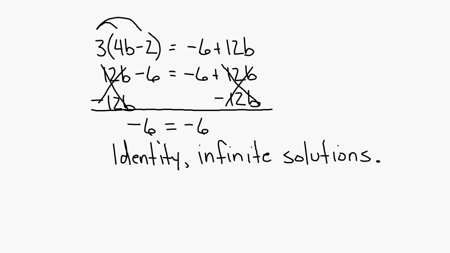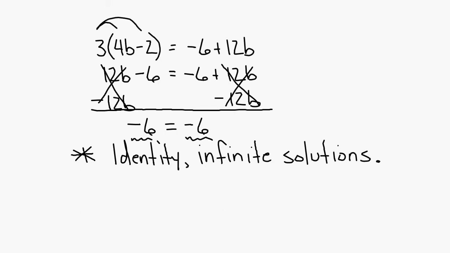That's anytime you're solving for a variable and you get to a step in the problem where the left side is exactly the same as the right side. The answer would be that there are infinite solutions. Any number that you put in for b will make this equation true.